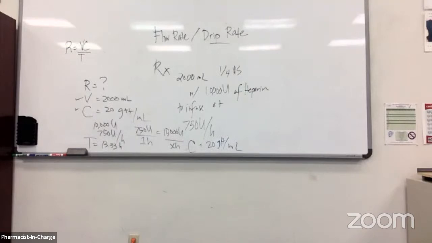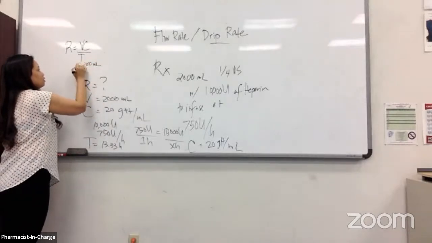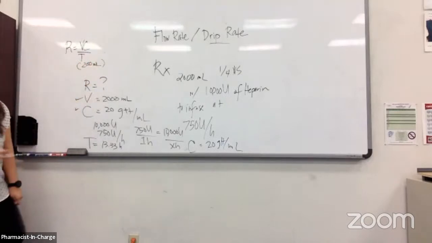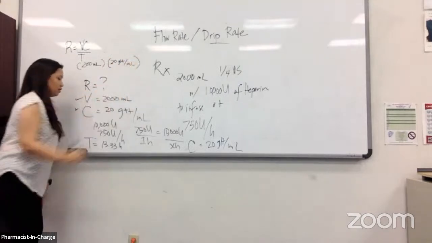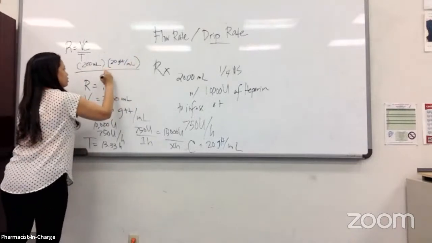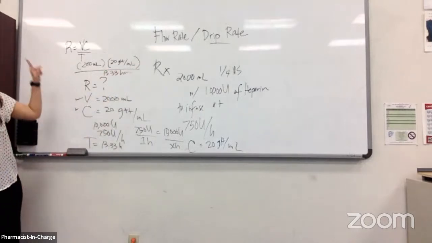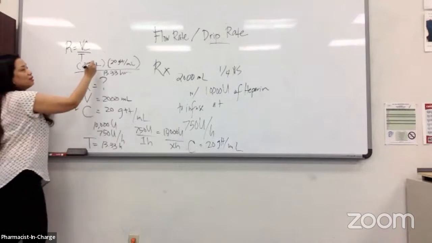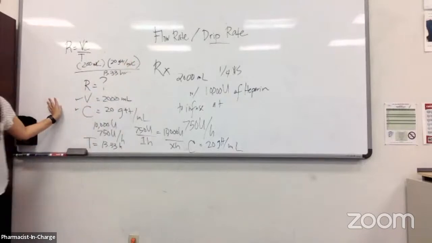I don't have to convert this at this point because I can use it as is, correct? Now let's plug in the numbers. What's my V? V is going to be 2,000 ml. What's my C? 20 drops per ml. And what's my T? 13.33 hours. Watch how this is going to end up with a flow rate unit. This is ml in the numerator, cancel. This is ml in the denominator, cancel, right? What was I left with?